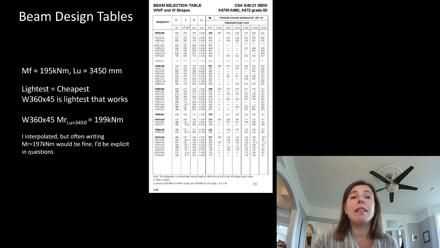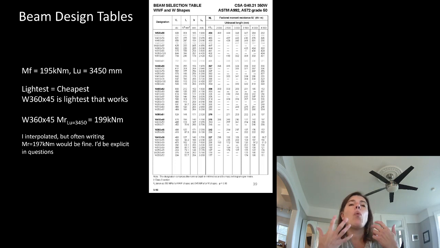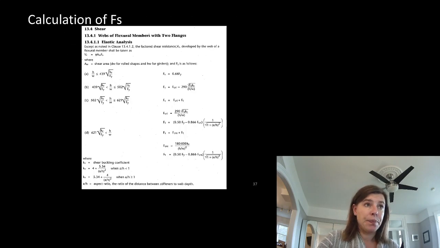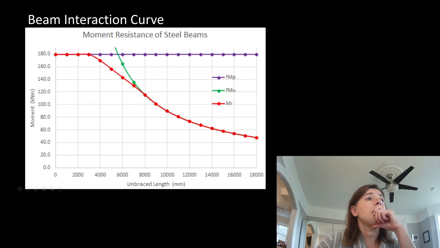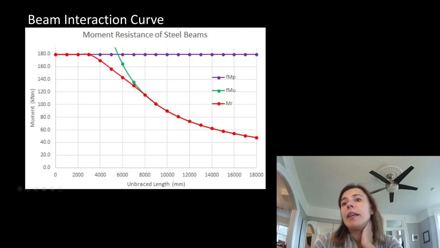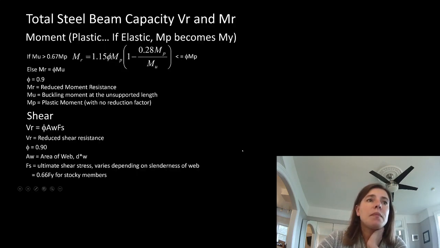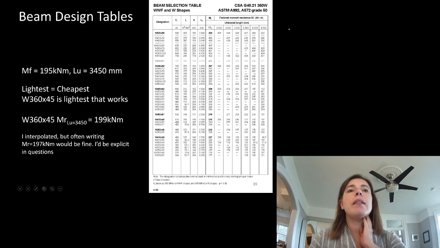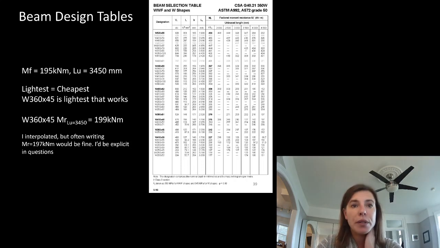But again, like we had with our columns, there are wonderful tables that we can look all of this up on. So somebody has gone through and for each member calculated the moment resistance at this point, and this point, and this point, and all the way as the beam gets longer and longer and longer. If you were in my graduate class, you would have to actually do that. You would have to do that calculation. I'd get you to set up a little spreadsheet and go through and calculate that capacity. You guys get to jump right to the tables.